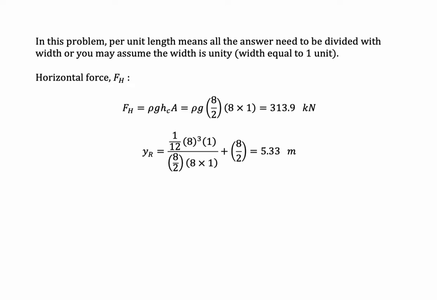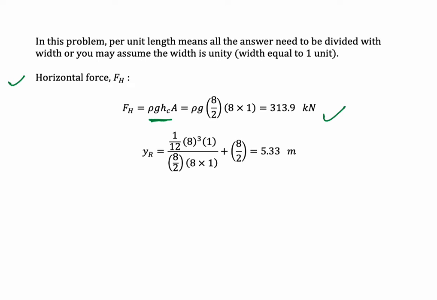In this problem, per unit length means all the answers need to be divided by the width, or you may assume the width is unity, meaning the width is equal to 1 unit. First, we could calculate the horizontal force. The equation is rho g h_c A, and we get 313.9 kilonewton.